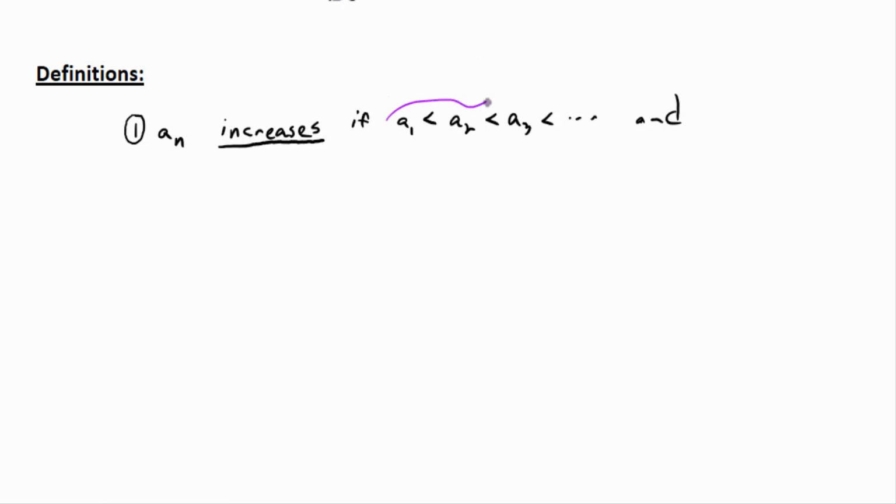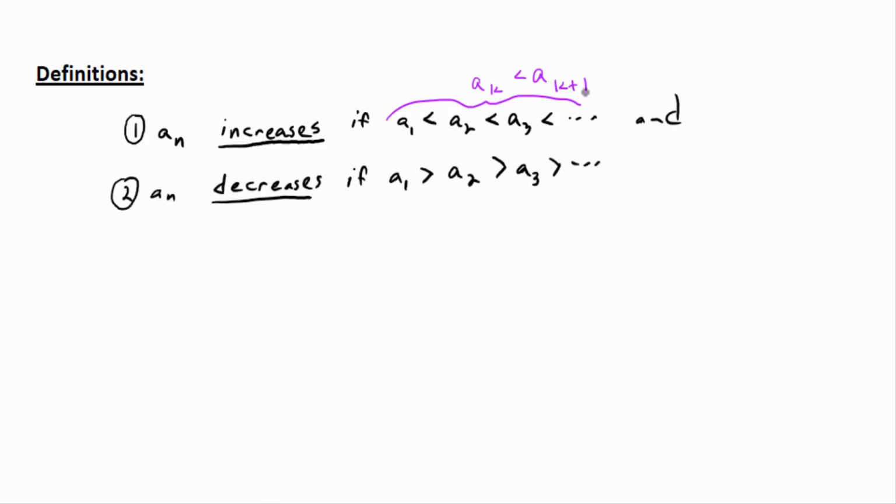Okay, a few quick definitions. A_n increases. We mean the outputs get higher. That means a_1 is less than a_2, is less than a_3, and so on and so forth. Right? In other words, in one notation, you could say a_k is less than a_(k+1). Right? You plug in bigger inputs, you get bigger numbers. That's what we're saying if a_n increases.